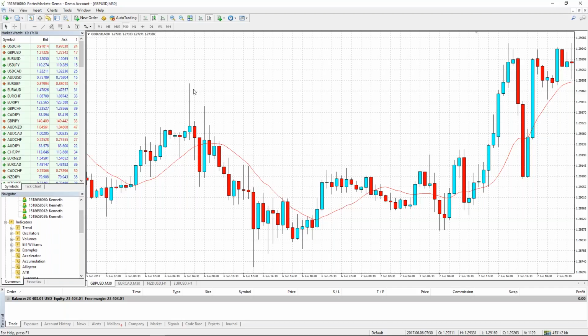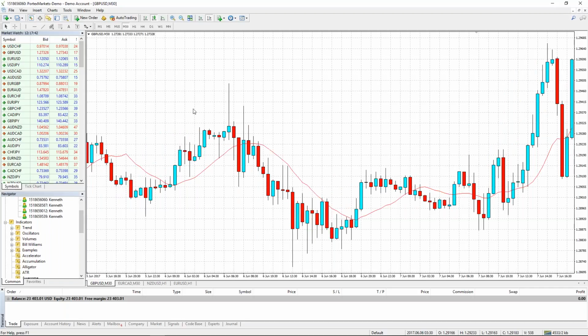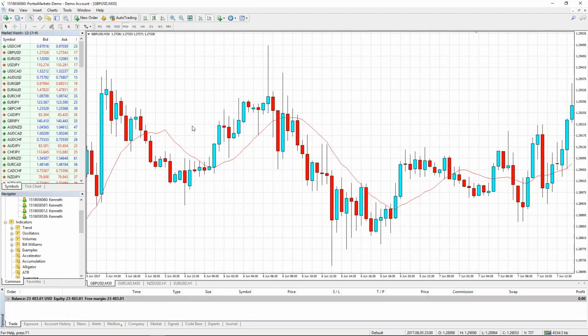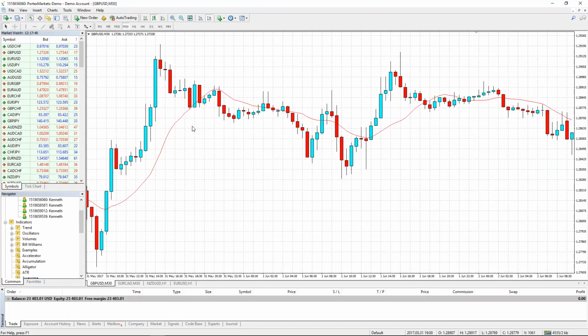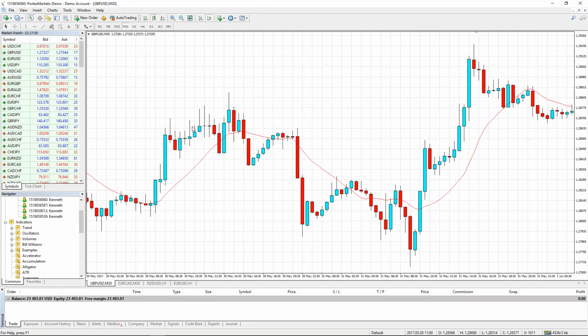If we look for, let's see if we can just find the opposite, just to show as an example of a bullish pin bar, so the opposite to that. One moment.